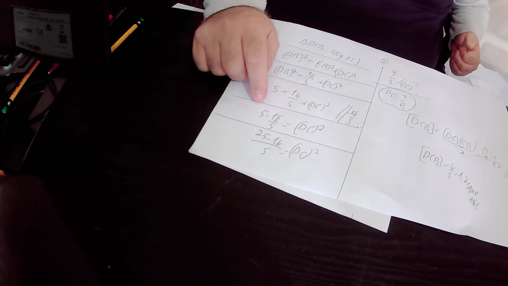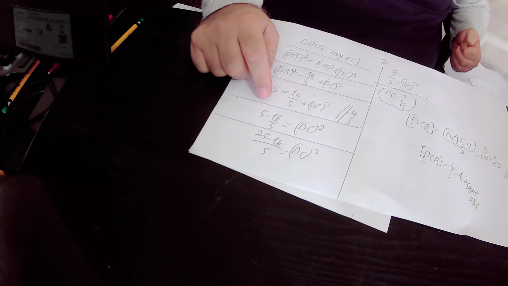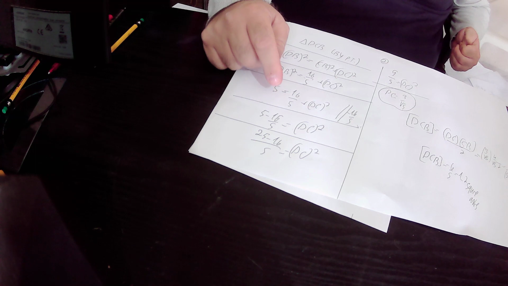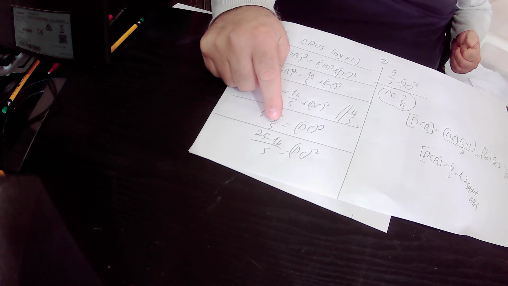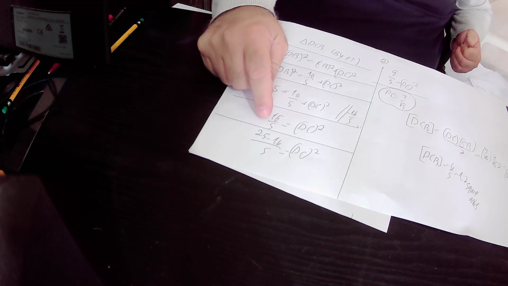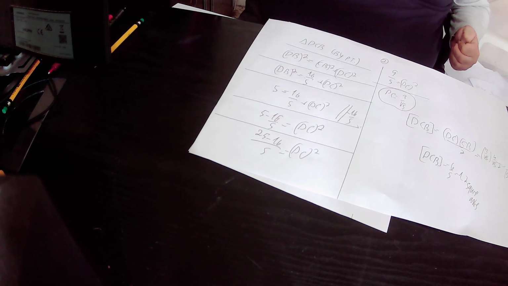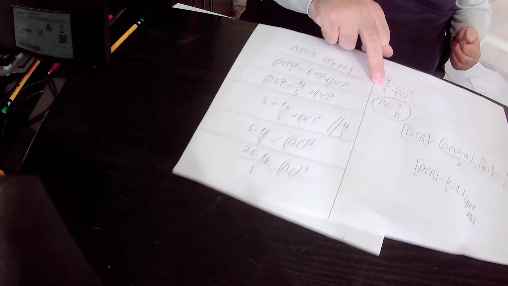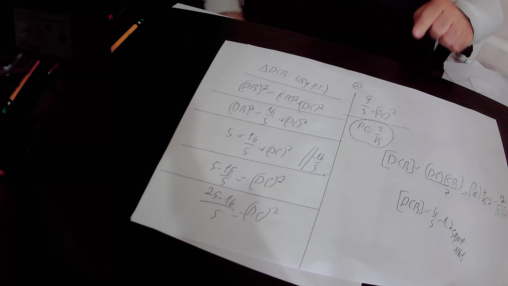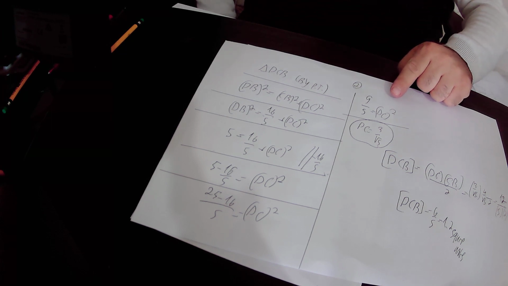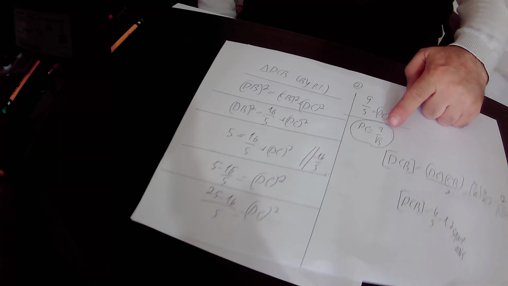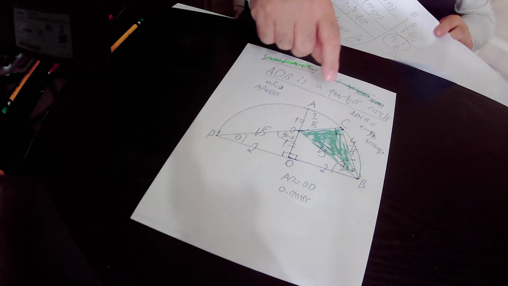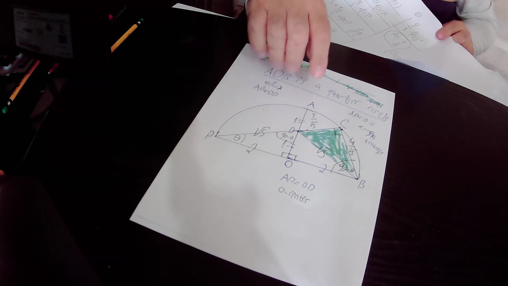Here we multiplied 5 by 5 and then divided by 5 in order to have a common denominator in this expression, and found out that 25 minus 16 over 5. So in the numerator we have 25 minus 16, that is 9, over 5 equals DC square. So we took the root of this equation and found out that DC equals square root of 9, that is 3, over square root of 5. So in conclusion, DC equals 3 over square root of 5.